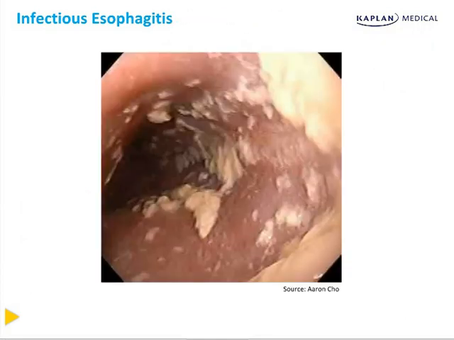Now I want to show you an image of candidal esophagitis. The boards nowadays have been known to include multimedia images, so it's important for you to not only know the information, but also to be able to see the information. This is an example of someone with diffuse candidal esophagitis. Those white plaques are the actual candida in the esophagus.